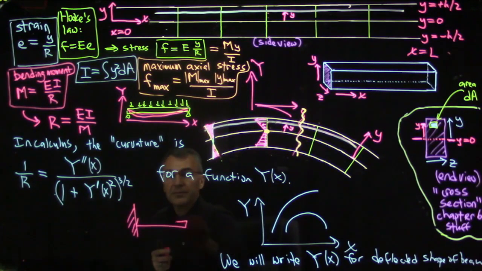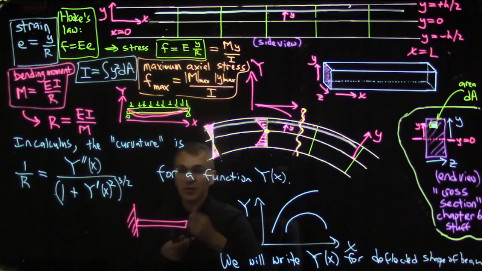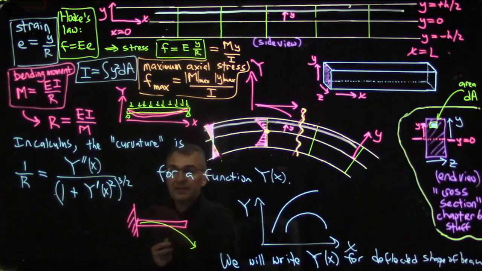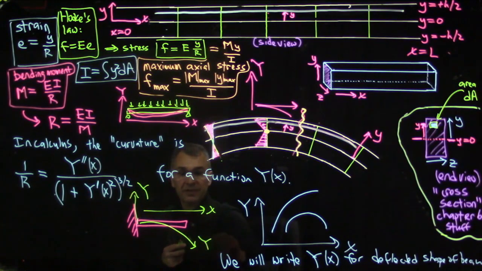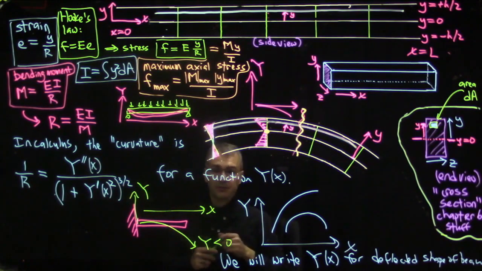So if we have something that starts out like this, and then we put a weight on it and it bends into a shape like this, then this will be our capital Y axis and this is our x axis. So this will be a negative value of capital Y. So here we'll have capital Y less than 0 for the deflected shape of the beam.